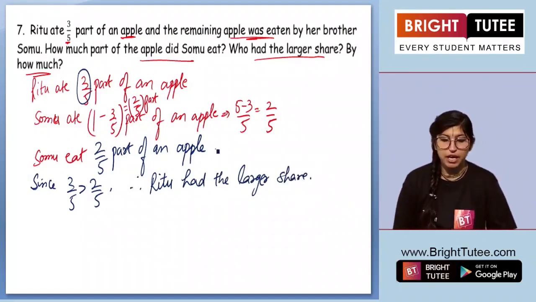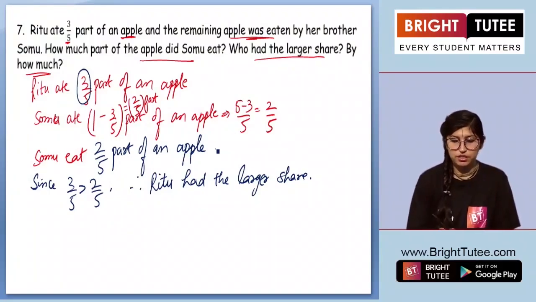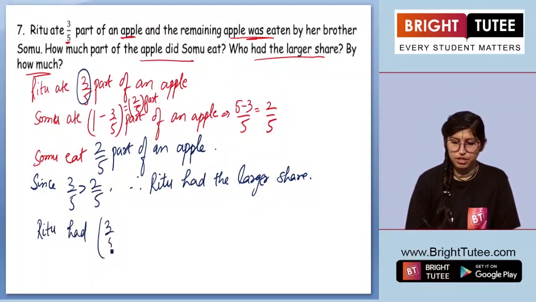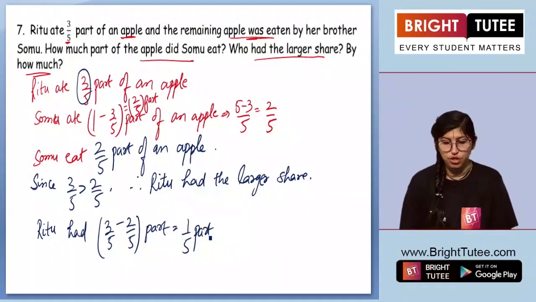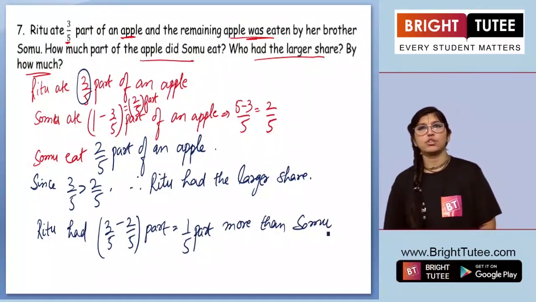Now the third part says by how much? How much larger is the part of Ritu? So what do we do actually? Ritu had, now we will be subtracting both of them, and we will be getting that 1 by 5 part extra, or she's taken more. So Ritu had 1 by 5 part more than her brother Somu.